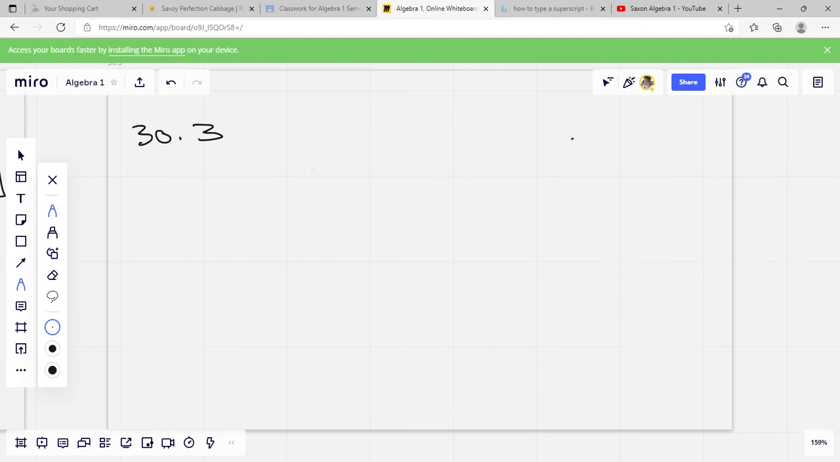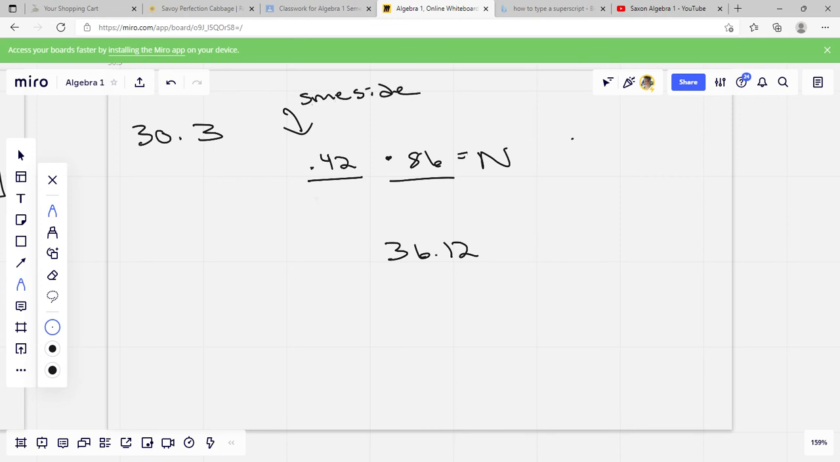0.042 of 86 is what number? So 0.042 of means times, 86 is what number? These are on the same side of the equal sign, so we just multiply them. Just type that into a calculator, and you're going to get 3.612. So if they're on the same side, you just multiply. You don't have to do the opposite.